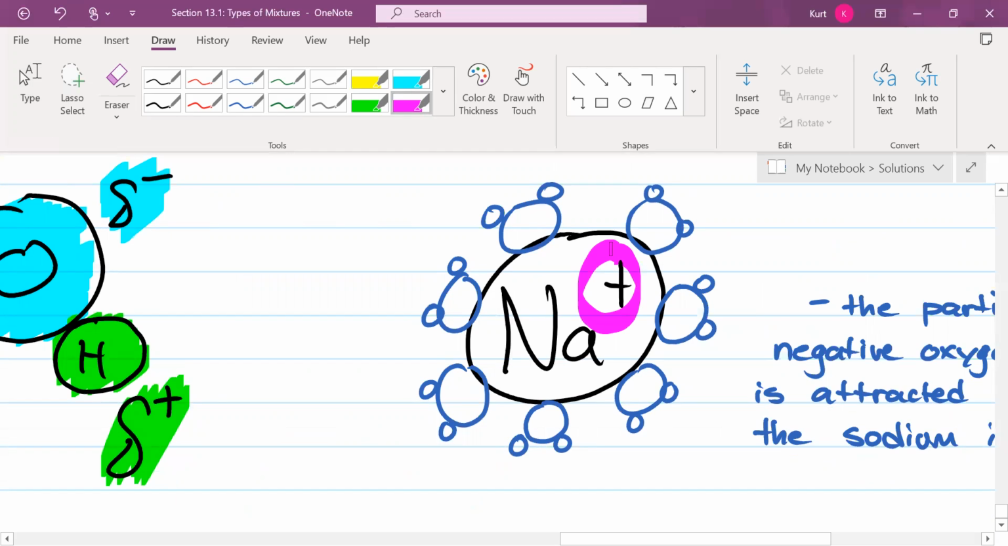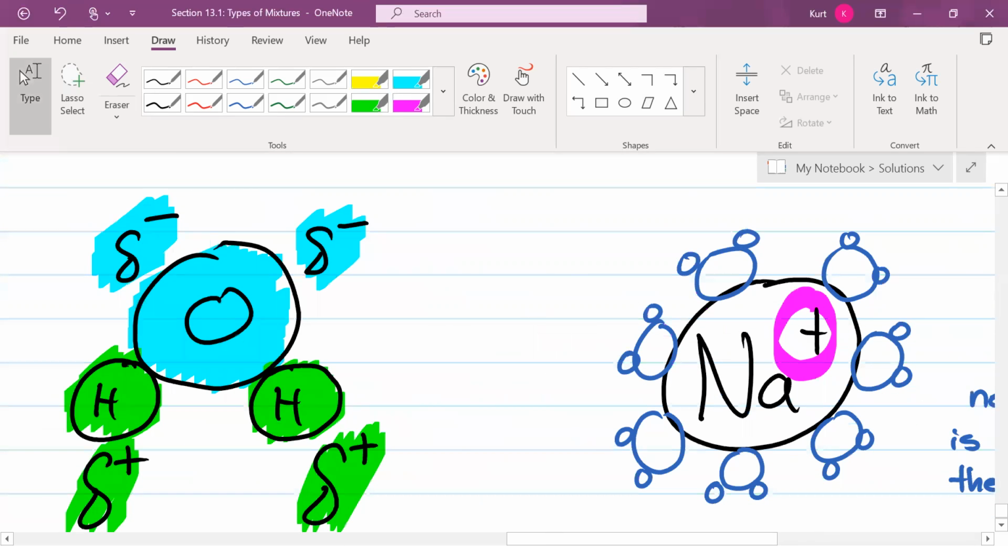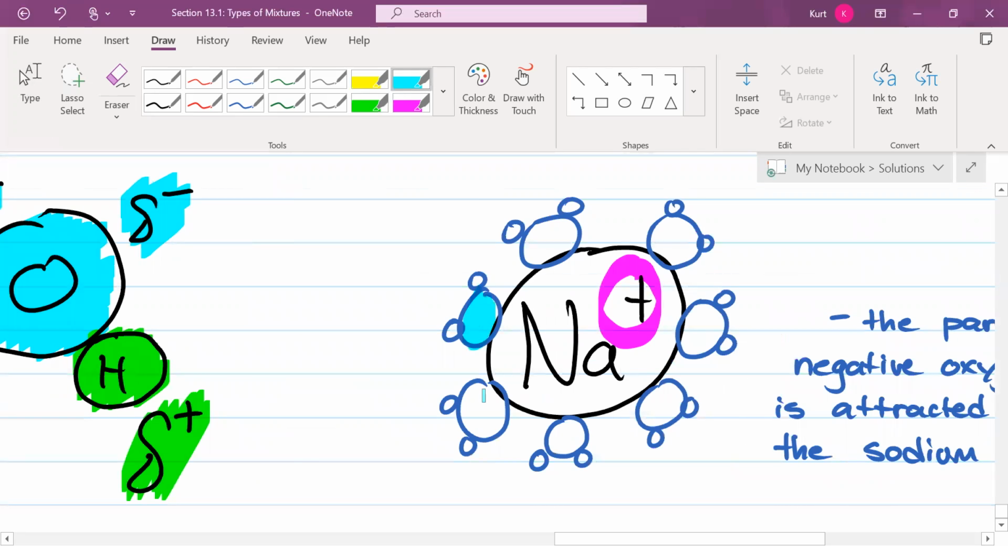Okay. Max, what is this charge right here on a sodium ion? Positive. What is attracted to positive? Negative. And so what side of a water molecule will always be attracted to a positive charge? Oxygen. That's right. And so if I draw it like this, there they all are.